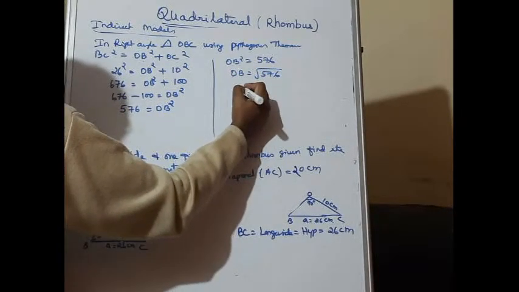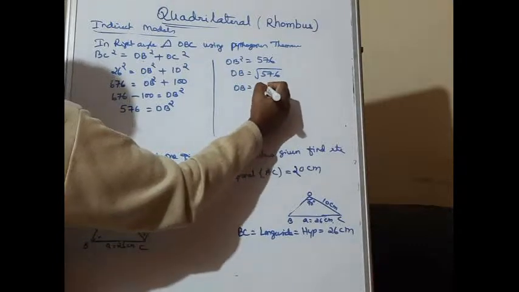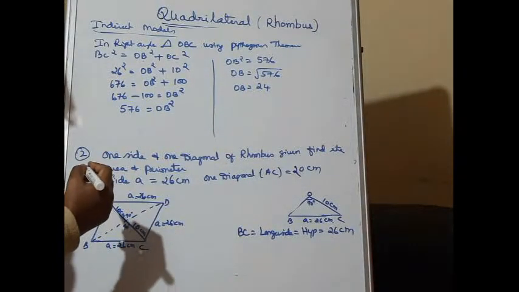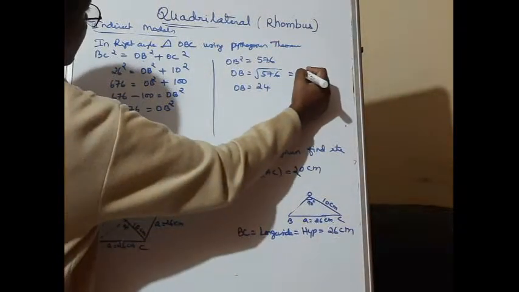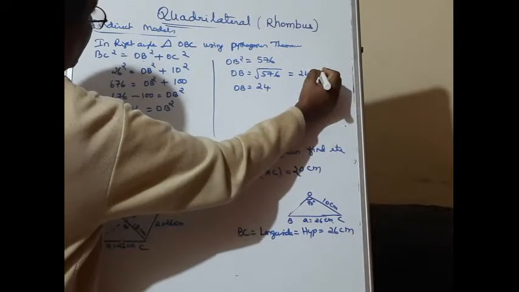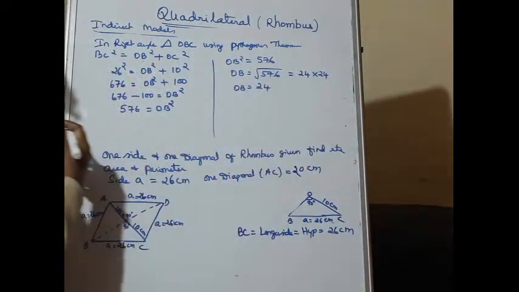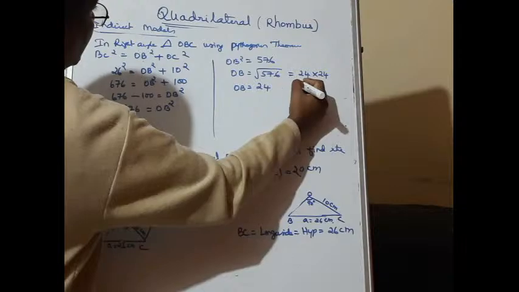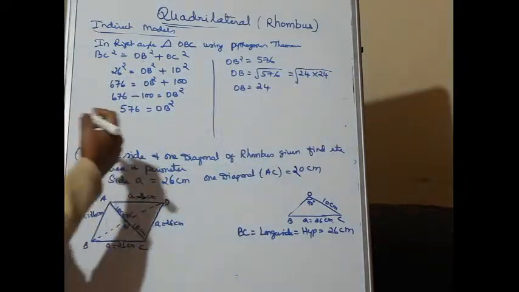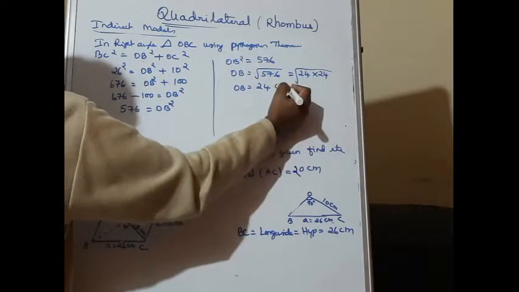And children, OB is root of 576, equal to 24 into 24. Equal to root of 24 into 24. You can check it. 24 into 24 is 576. Root will come, one number, and put centimeter. Now look here, you got a part of a diagonal.